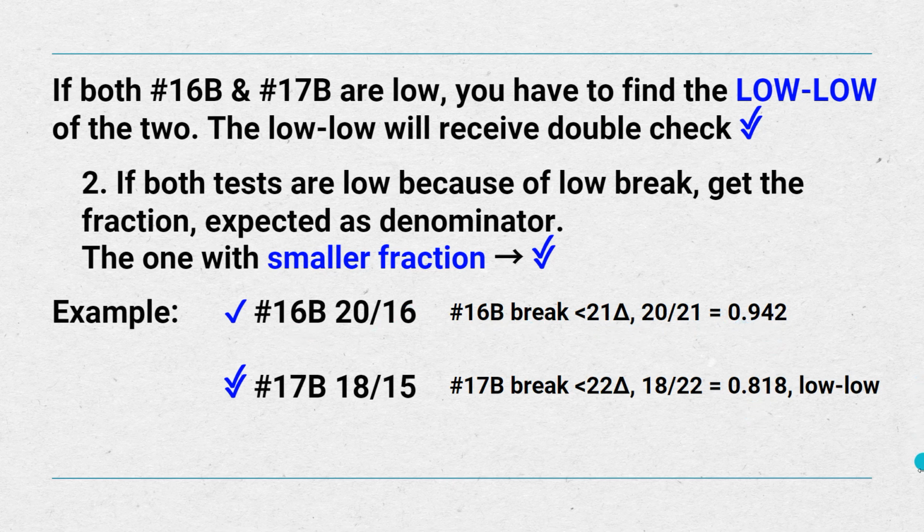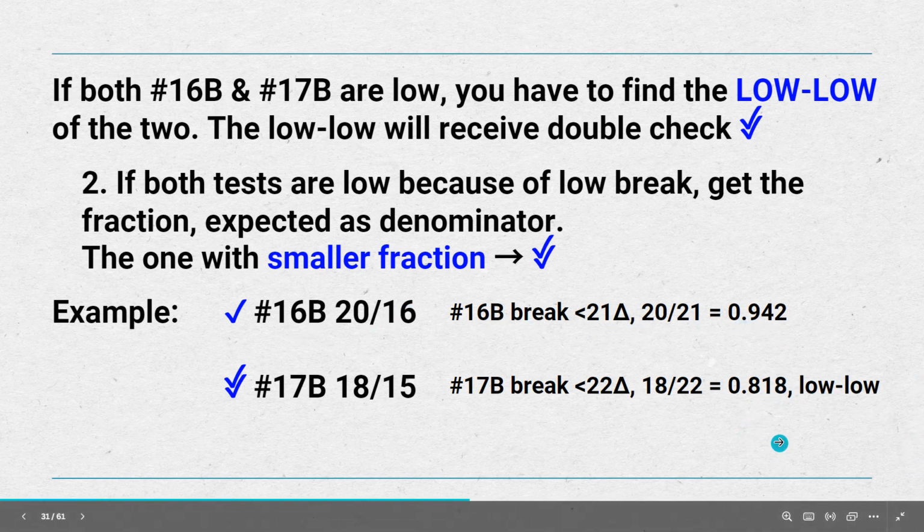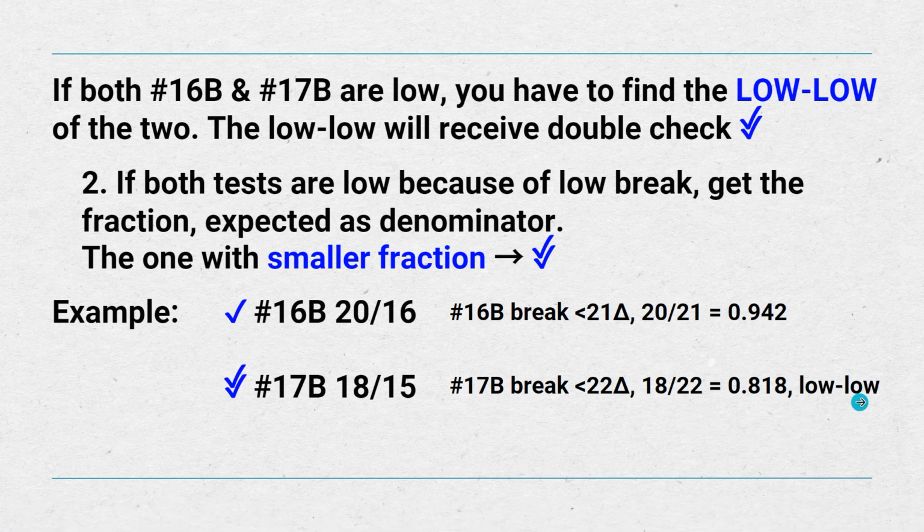So you compare the two. Which one is lower? 17b is lower. So that's why you will check 17b as low.